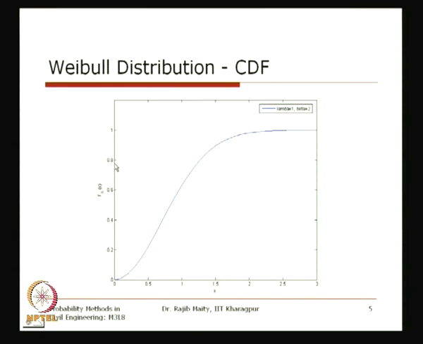For the same combination of parameters, lambda equals 1 and beta equals 2, the PDF is the same as shown in the last slide. If we take the cumulative distribution, capital F of x, we get this type of distribution, which starts from 0 and is asymptotic to 1.